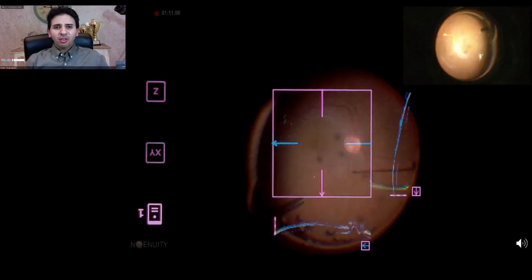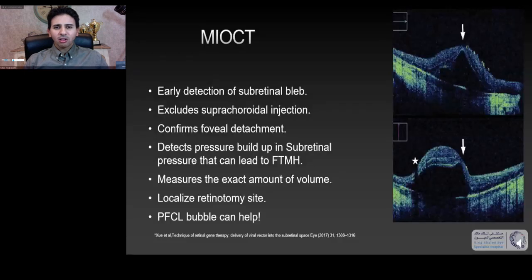One other method that's very useful and I think will be gaining traction in the near future is using the microscope-integrated OCT. This is a procedure that's been advocated a lot in the era of gene therapy because of its preciseness, let's say, and it's very helpful in early detection of this subretinal bleb formation. Keep in mind that these procedures are done on eyes that have atrophic retinas, and there is a very high risk of developing a macular hole, full thickness macular hole.